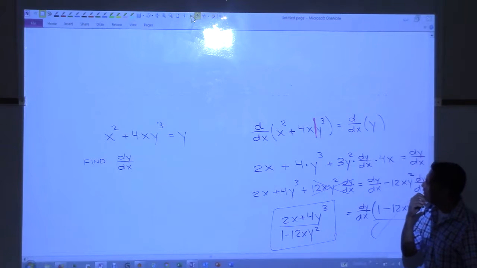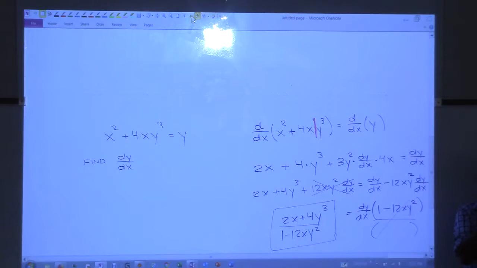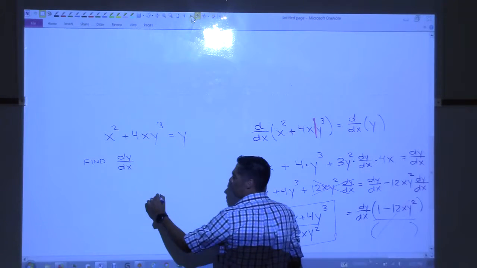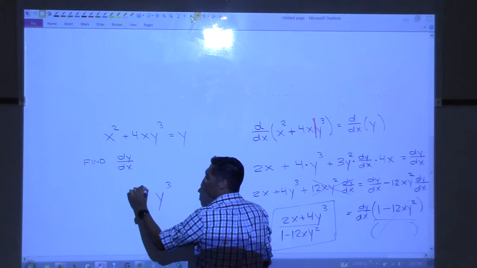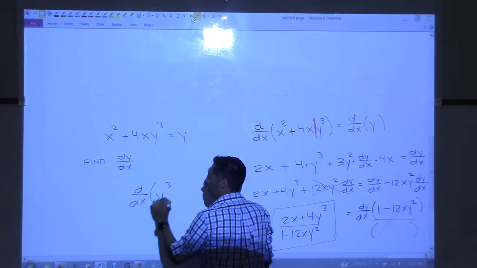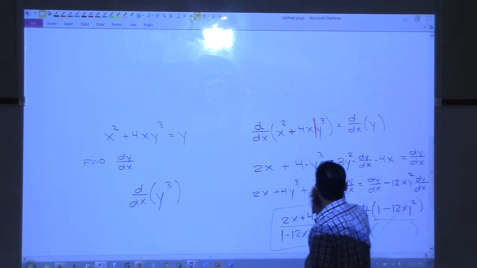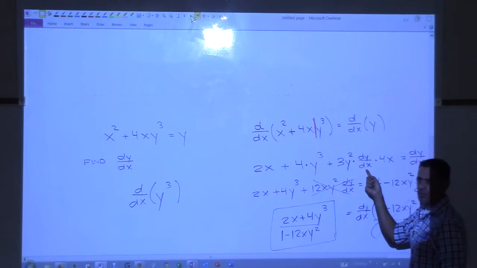So can someone want to volunteer to help explain this? Go ahead. The question is, why is it that when we take the derivative of this with respect to x, why does it become 3y squared dy dx?